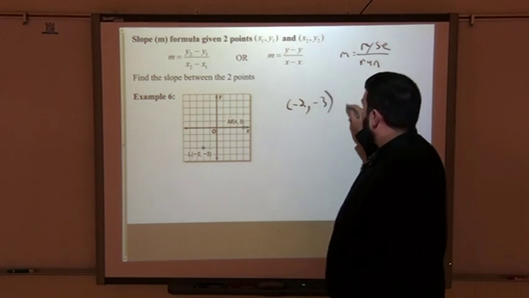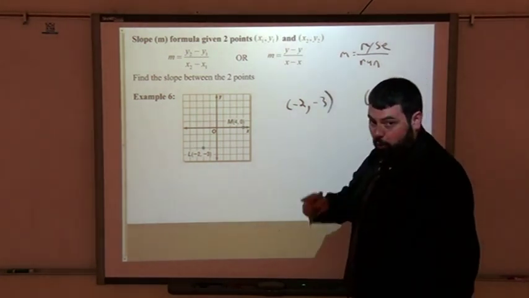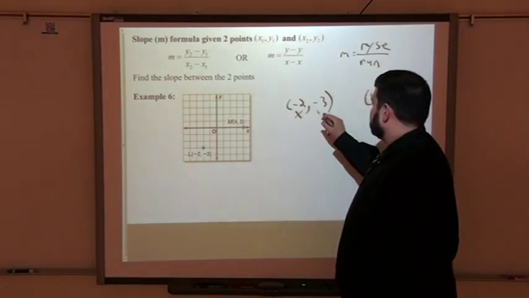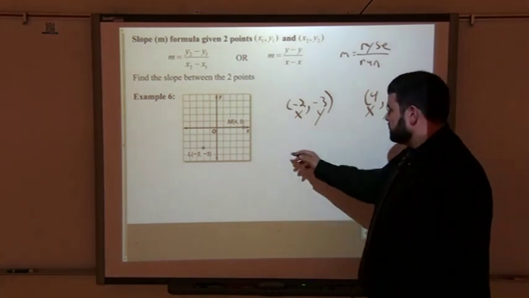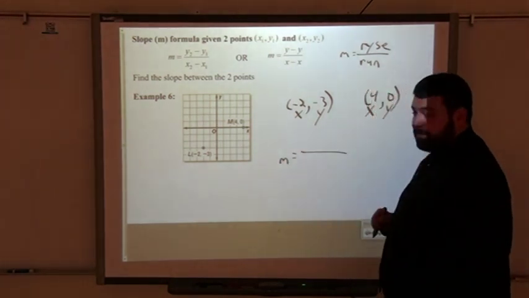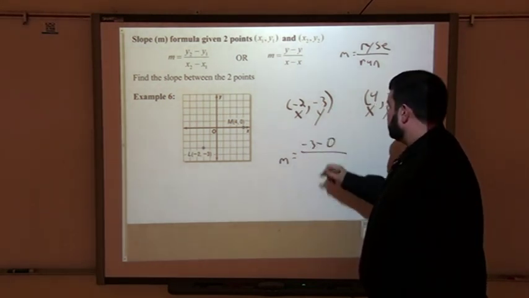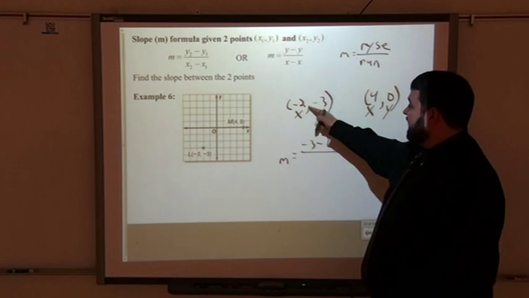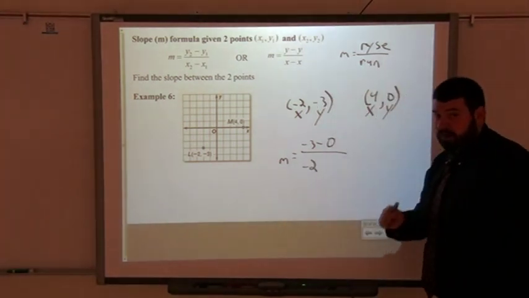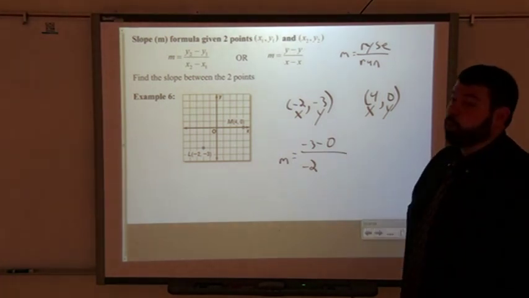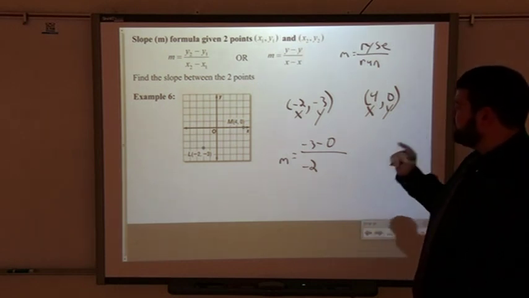-2, -3, 4, 0. Label your points. I have an x, I have a y, I have an x, I have a y. So slope is y minus y. So -3 minus 0. If -3 is my first y, -2 has to be my first x. The other two, the order really doesn't matter. You could switch them up if you want to. But this time I have to keep the same order.